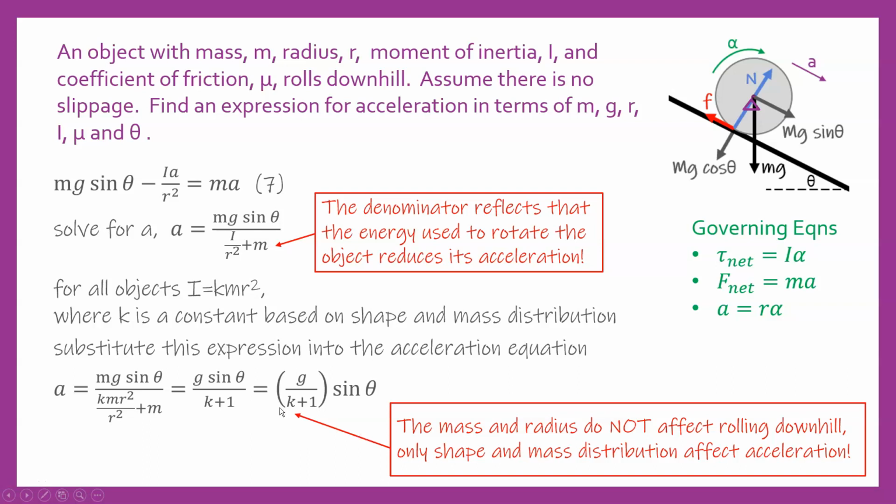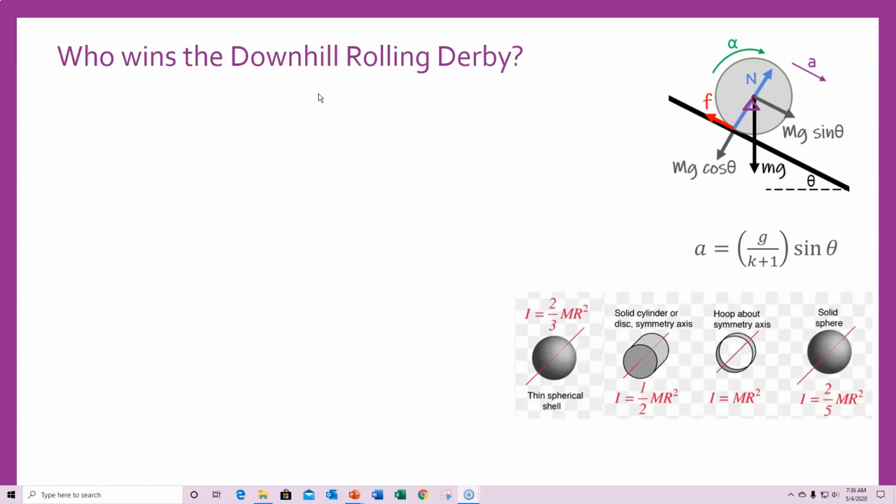So what's important to know conceptually is that when objects are rolling downhill, their acceleration is going to be obviously a function of the gravitational field strength and the slope of the hill, but also how the mass is distributed about the shape of the object. Now that you know a little bit about rolling downhill, let's see if you can predict the winner of our downhill rolling derby. Our contestants are the thin spherical shell, solid cylinder, hoop, and solid sphere. Pause the video now and make your prediction.